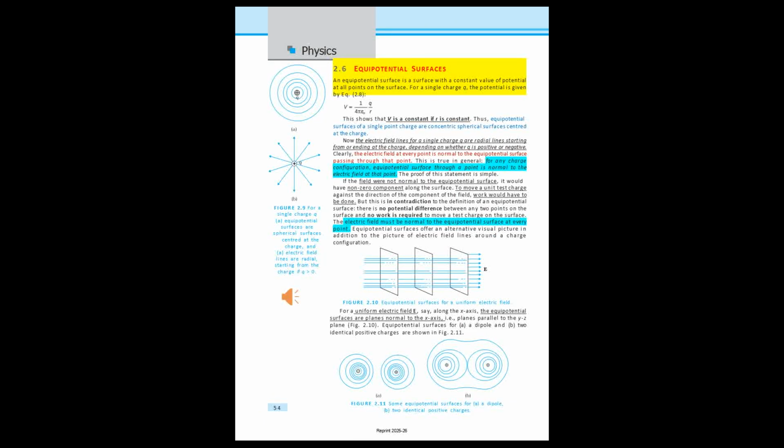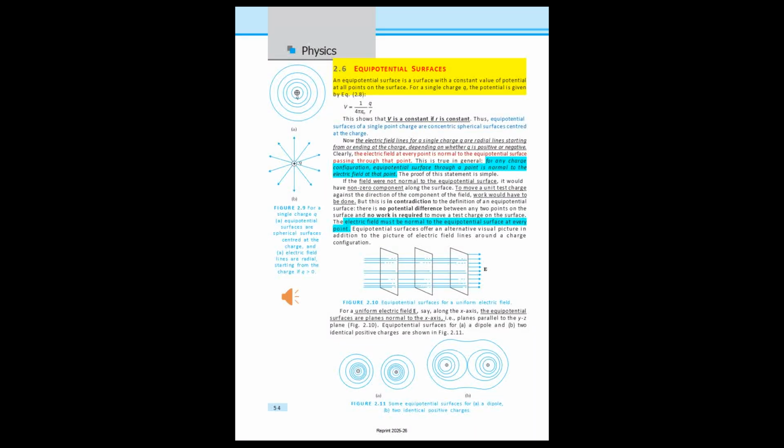Equipotential surfaces. An equipotential surface is a surface with a constant value of potential at all points on the surface. For a single charge q, the potential is given by equation 2.8. This shows that V is a constant if r is constant. Thus, equipotential surfaces of a single point charge are concentric spherical surfaces centered at the charge. Now the electric field lines for a single charge q are radial lines starting from or ending at the charge, depending on whether q is positive or negative.